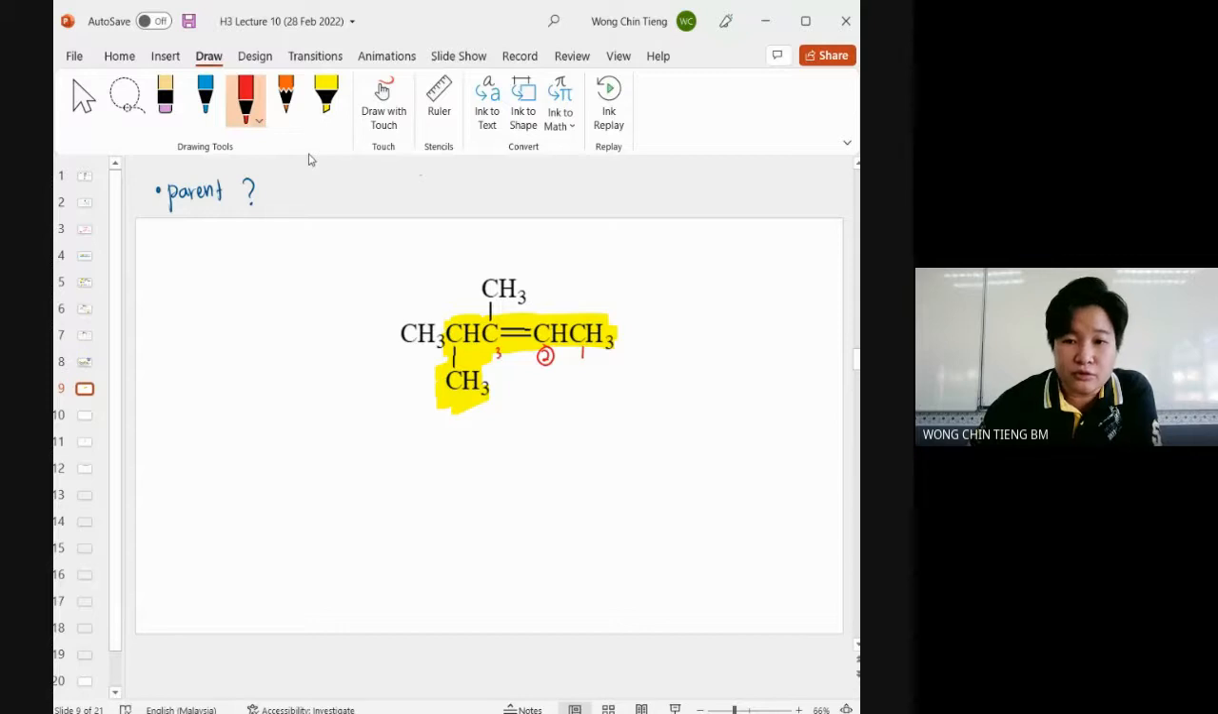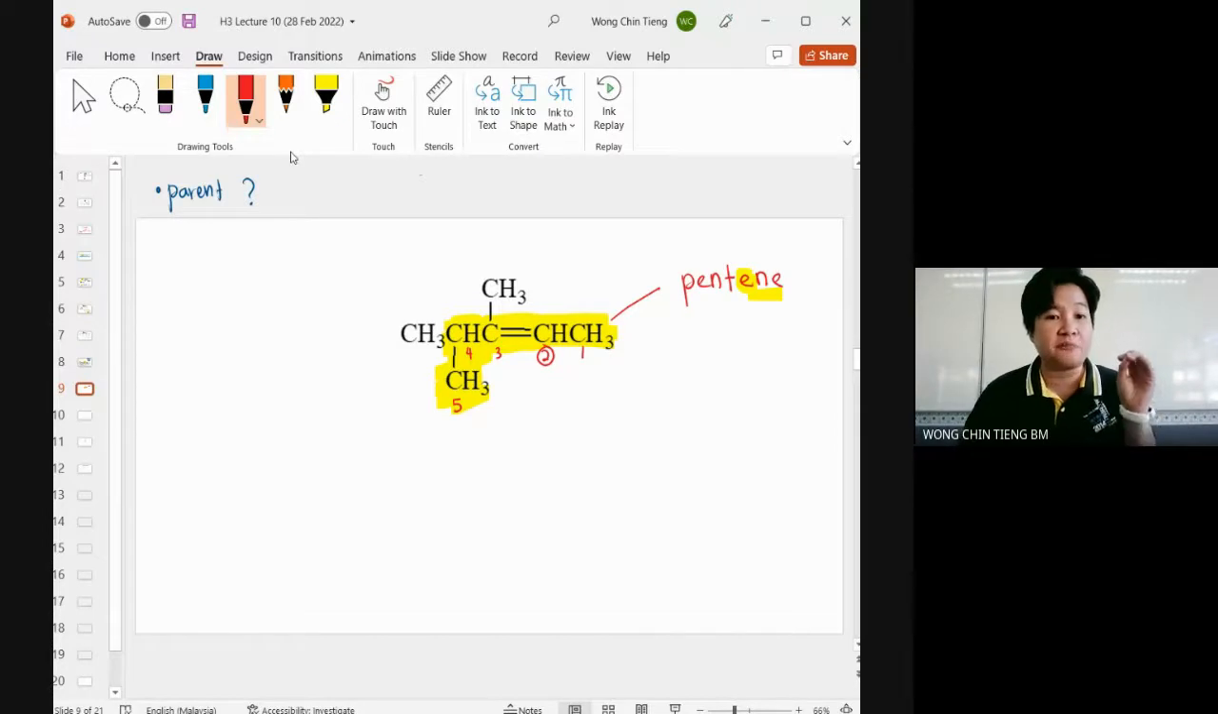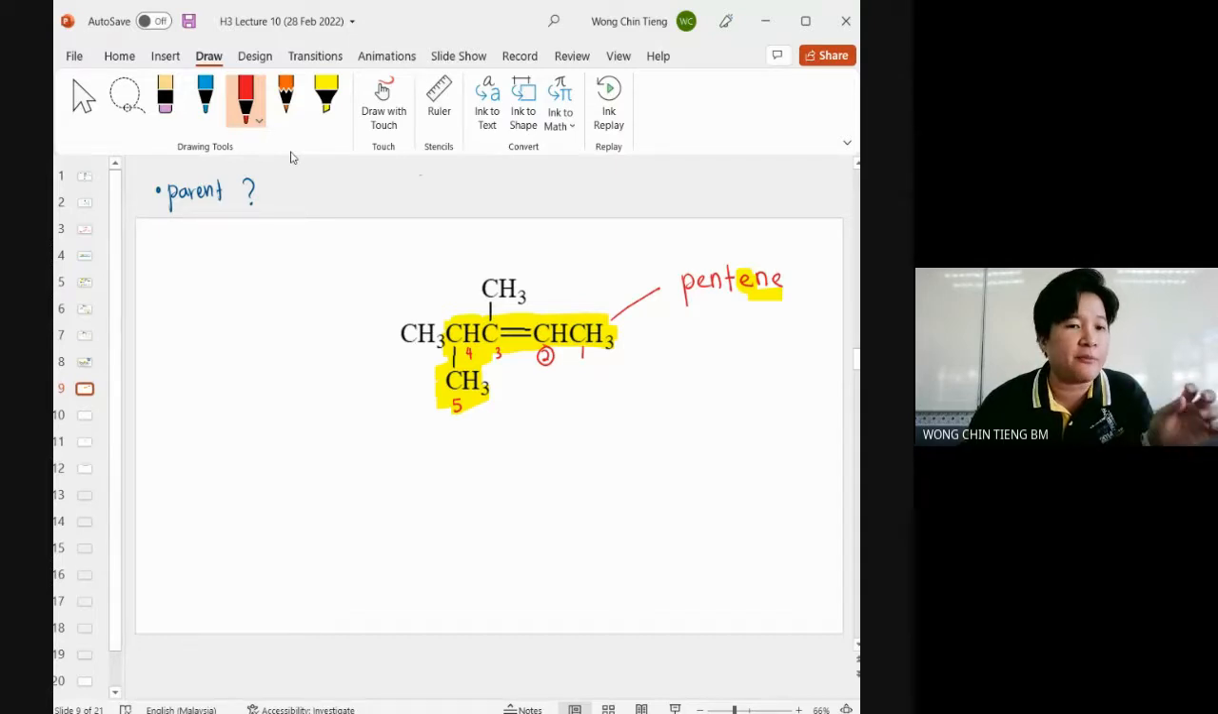1, 2, 3, 4, 5. It's a 5 carbon. Bila it's a 5 carbon, nama dia pentene. We are changing from ANE to ENE, pentene. And extra one more thing. When you have a functional group over here, you need to give position to the functional group. Functional group kamu kena dapat nombor. Dia kena tahu double bond tu duduk kat mana. So double bond duduk kat mana? Double bond duduk kat 2. So 2-pentene adalah nama parent. Okay, that is the parent name, 2-pentene.